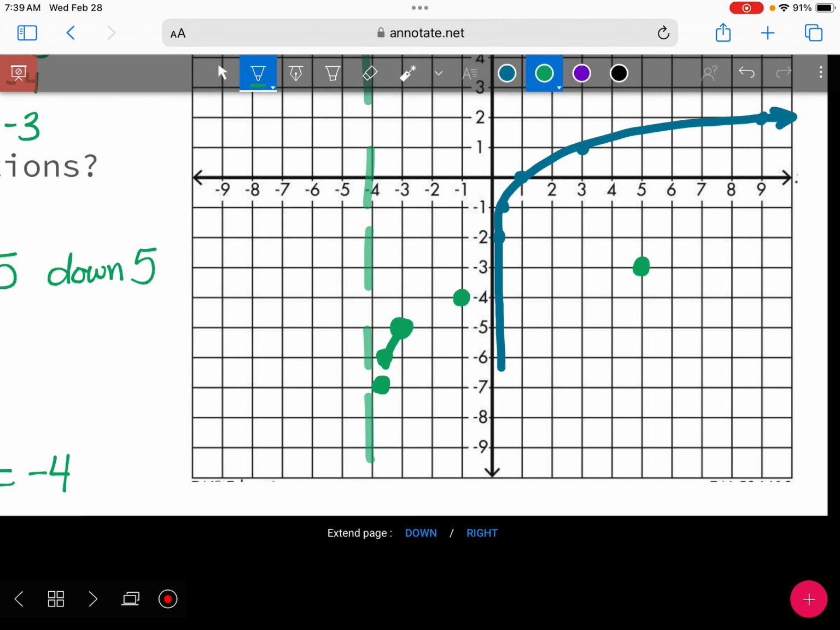So our transformed function looks like this. What we did was we took this blue logarithm and we moved it left 4 and down 5, and we wound up right over here. So that's all this is, it took this blue guy left 4, down 5.